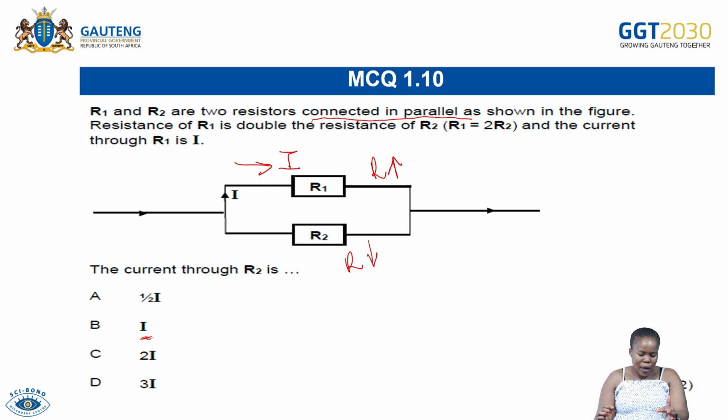And then C, 2I. Yes, definitely 2I. Why? Because when we look at the resistance between the two, R1 and R2, they say it is double. They did not say it is triple the resistance. So it is double. What is double? It means twice as much. And because it's twice as much, there is our correct answer.